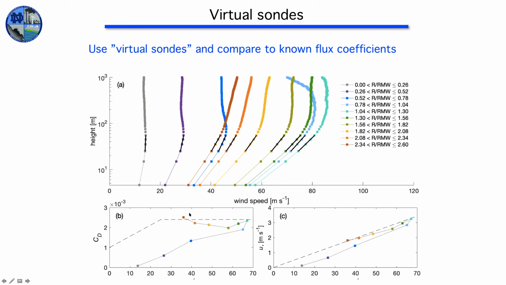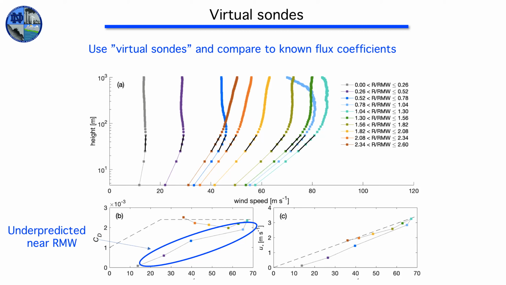If we start at the outermost RMW, we actually see that we're in the right ballpark for estimating the value of CD using the flux profile method until we get to the RMW. So this is 1.04 to 1.3. As soon as we get to the RMW and inside, we actually start underpredicting the CD value pretty severely. Okay, and so this would suggest that despite there being a logarithmic profile, the relationship between the mean velocity and the surface flux is out of balance.